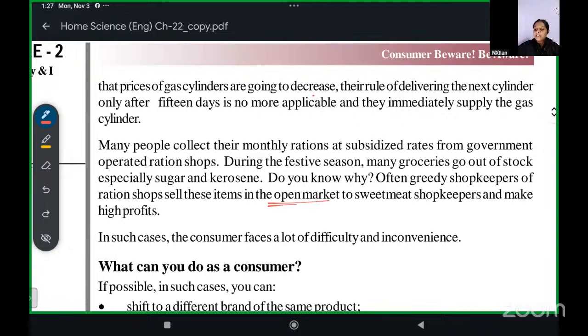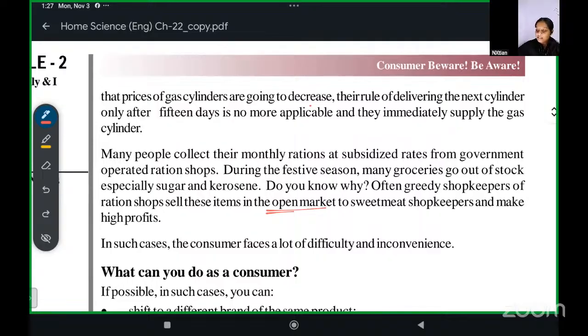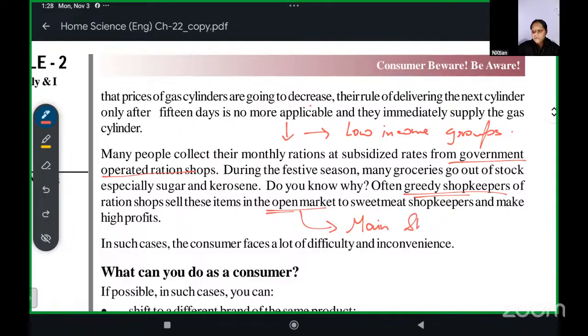What's the meaning of open market? See, at the government operated ration shops, they have to sell at a lower price only to the low income groups. Means poor people, farmers, who cannot afford to buy from DMart and the normal shops where we buy. So they get it at a lower price from these government operated shops. Now, these greedy shopkeepers sell it to the open market, means the main shops from where we buy.